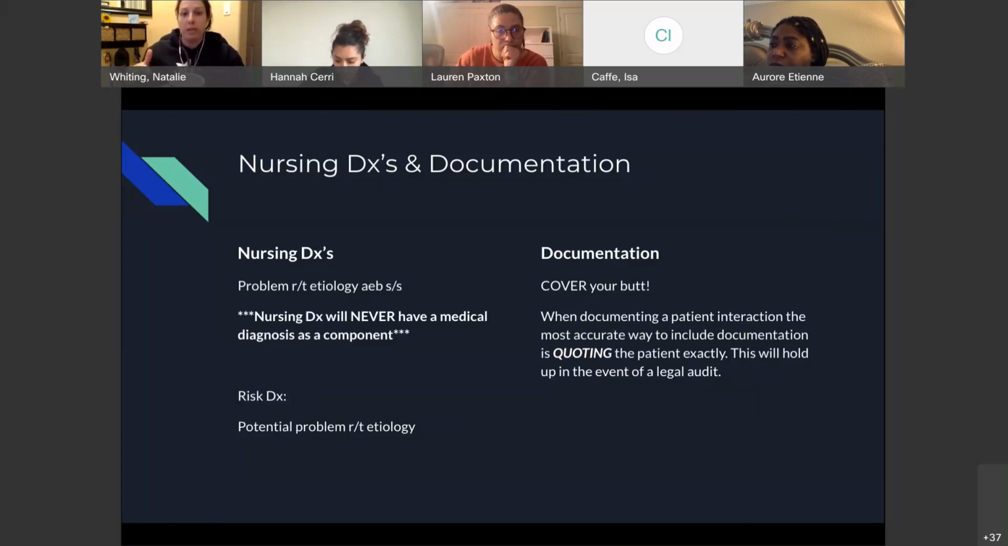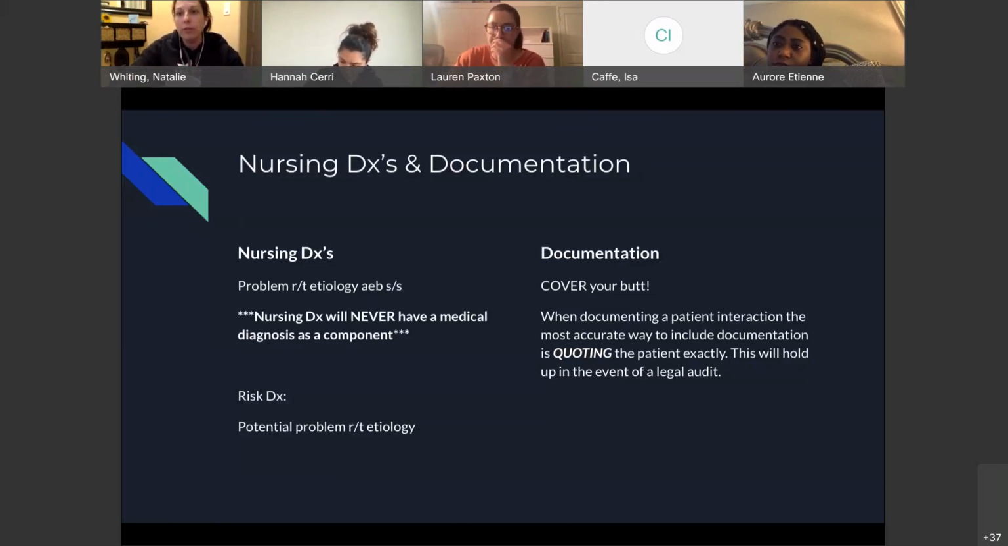An at-risk diagnosis is a little bit different. That's 2 parts. You're going to have the potential problem related to etiology. You're not going to have signs and symptoms because there are no signs and symptoms yet. There's only the potential for it to happen, and that's usually with secondary concerns.